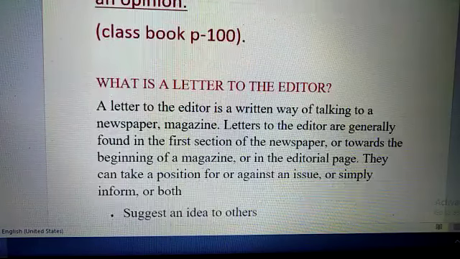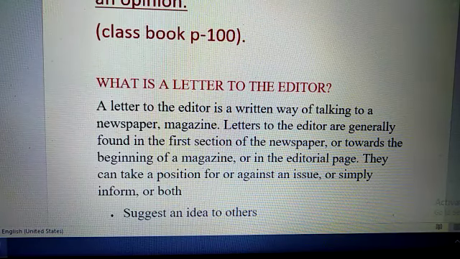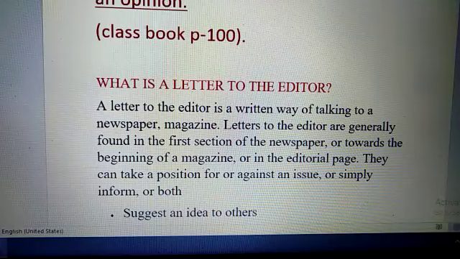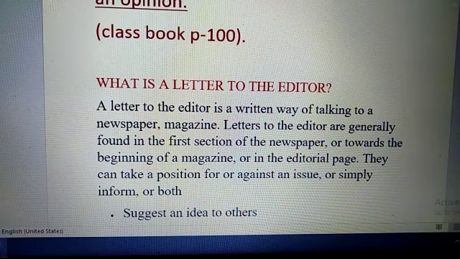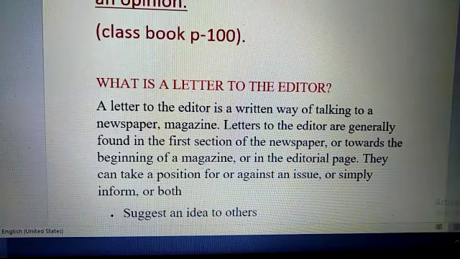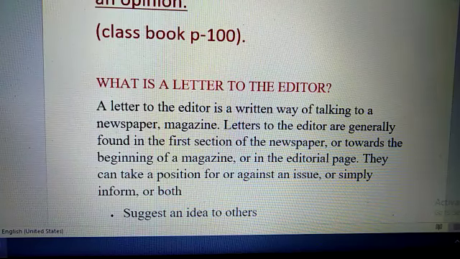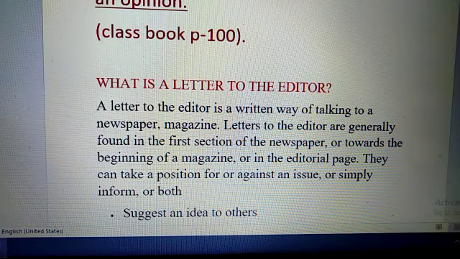A letter to the editor is a written way of talking to a newspaper or magazine. Letters to the editor are generally found in the first section of the newspaper, or towards the beginning of a magazine, or in the editorial page. They can take a position for or against an issue, or simply inform, or both.